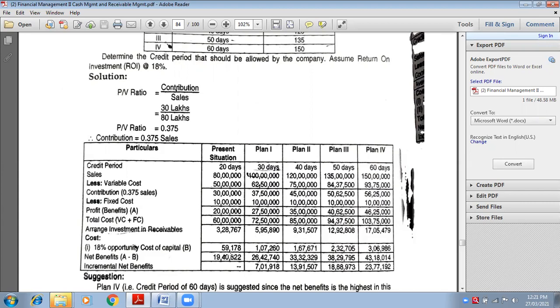So what will be your answer for plan 1? Is it 1,07,260? Yes, ma'am. Next, plan 2. 9,31,507 is average investment in debtors into 18 percentage. Is it 1,67,671? Is it correct?